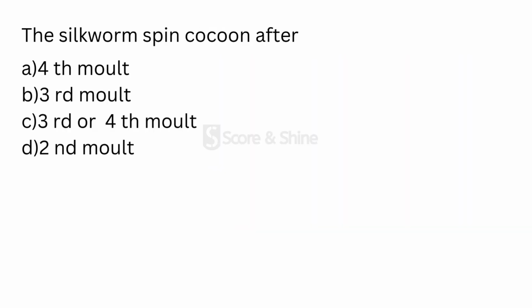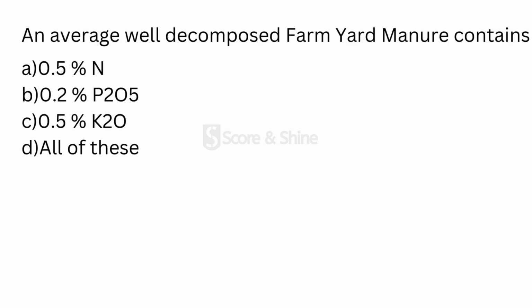And next is the silkworm spins cocoon after. So it spins after the fourth molt. And next, an average well decomposed farmyard manure contains. So the answer is all of this.